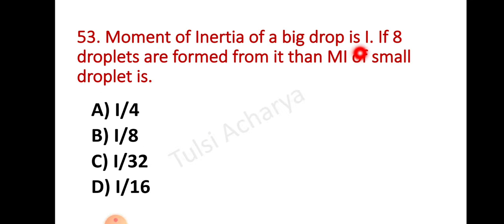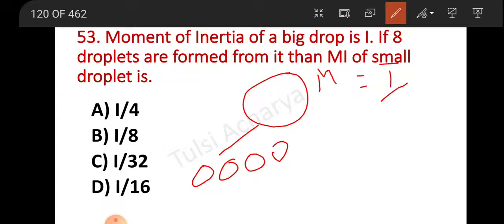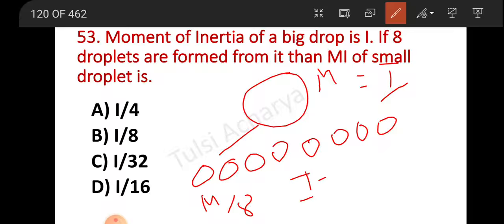Now let's move to question number 53. Moment of inertia of a big drop is I. If 8 droplets are formed from it, then moment of inertia of small drop will be, we know that there is one big drop having mass m and moment of inertia I. Now we have divided this big drop into small 8 identical drops, 1 2 3 4 5 6 7 8. Then mass of each drop will be m by 8 because we have divided into 8 small part. And what will be its moment of inertia in comparison to the big drop? That is our question. Now let capital R be the radius of the big drop and small r be the radius of small drop. As all drops are of same size, so small r is the radius of each drop.